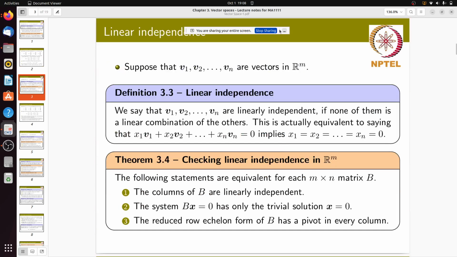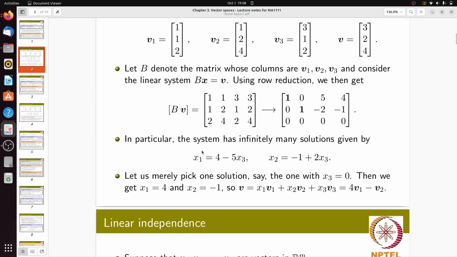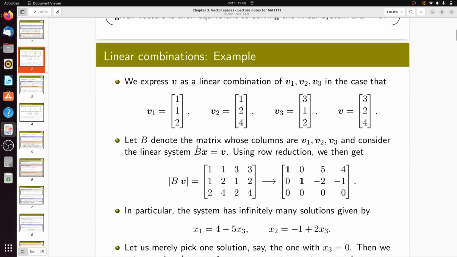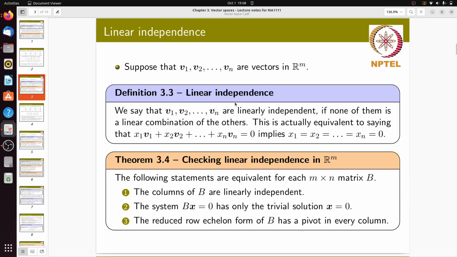Now linear independence. See, if a vector V in any vector space can be written as a linear combination of other vectors, then we say that the vector V is linearly dependent upon the other vectors V1, V2, V3. Now if there does not exist any suitable scalars x1, x2, xn such that V can be written as V equal to x1 V1 plus x2 V2 plus and so on plus xn Vn.